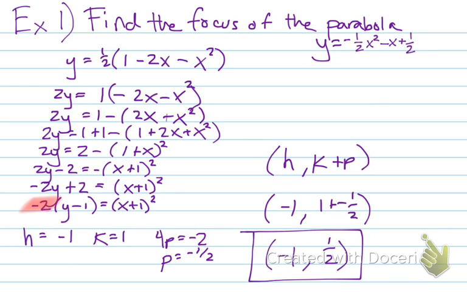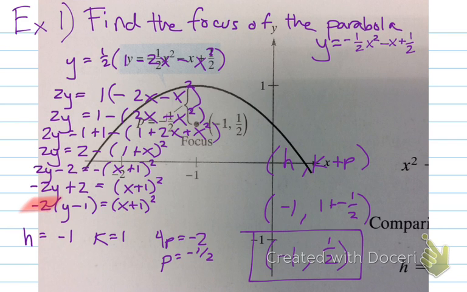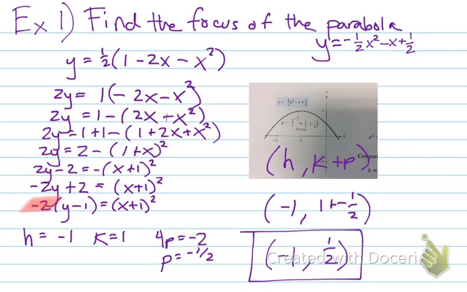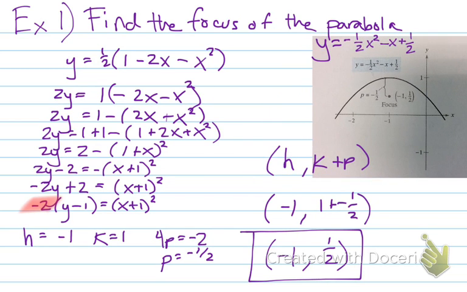And if you look at the picture in your book on page 638, I'll put a picture of it right here, it shows you the parabola, and it shows you that we put the focus in the correct place at negative 1, 1/2. So that's the focus of the parabola. All right, good. Let's move on to example 2.